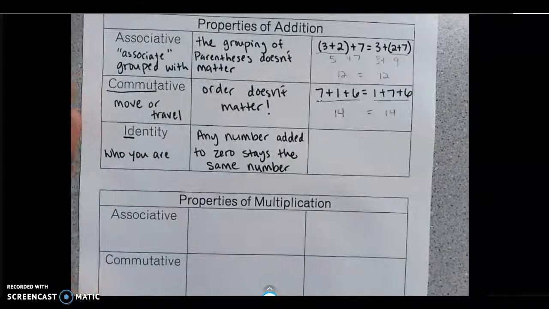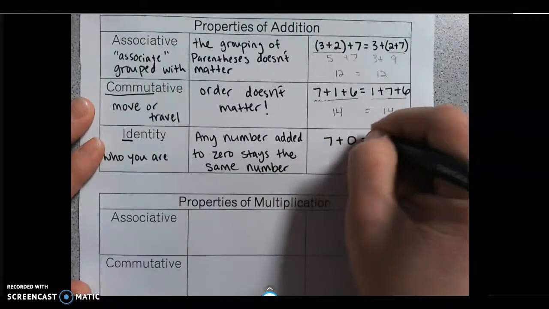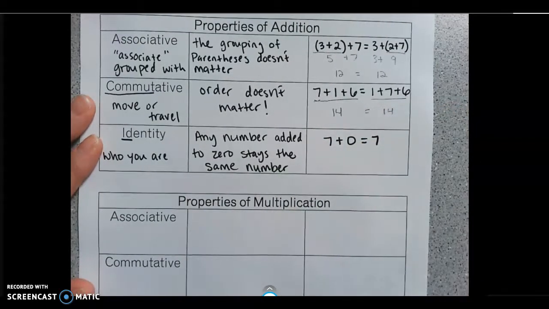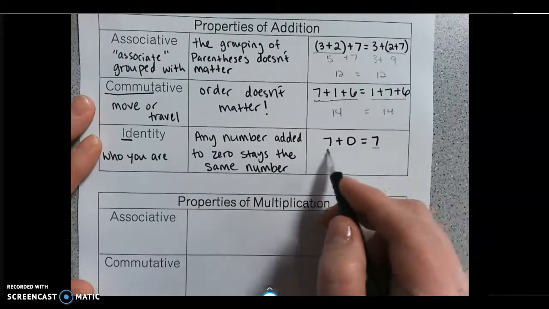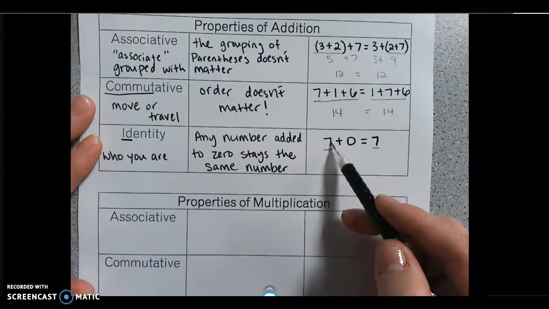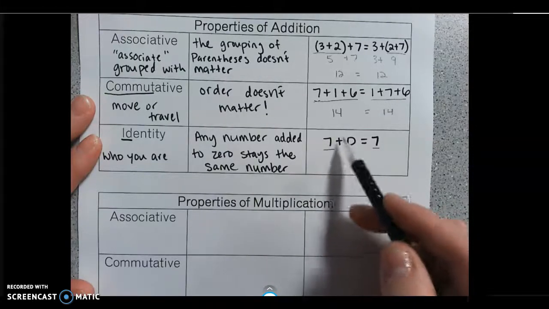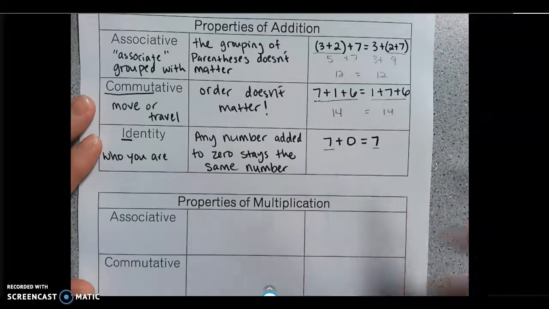Okay, so what that looks like is this. 7 plus 0 equals 7. Any number that you add 0 to doesn't change, so it's going to be 7 in the end. So identity is the same. The identity of this 7 didn't change just because I added 0 to it. It stayed the same. So the identity did not change.